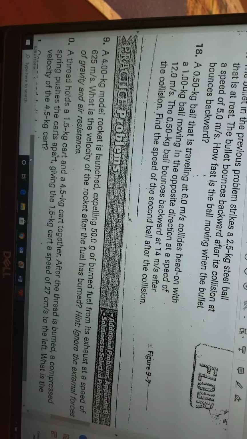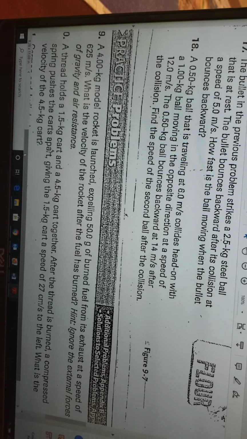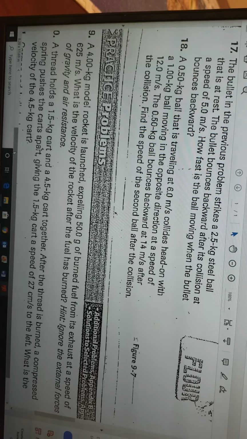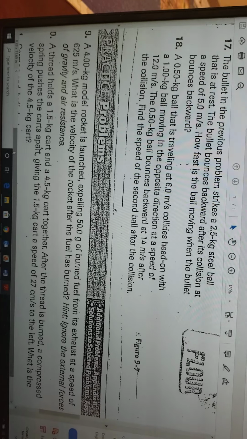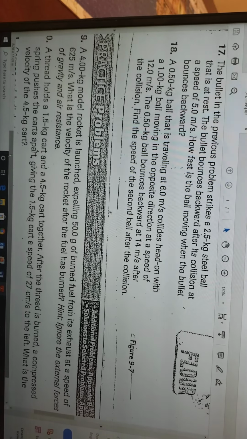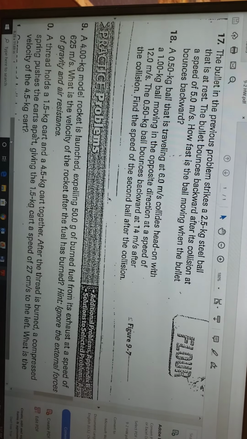9-2 homework, example problem 9-2 homework number 19. A 4.00 kilogram model rocket is launched, expelling 50.0 grams of burned fuel from its exhaust at a speed of 625 meters per second. What is the velocity of the rocket after the fuel has burned? Hint, ignore the external forces of gravity and air resistance.